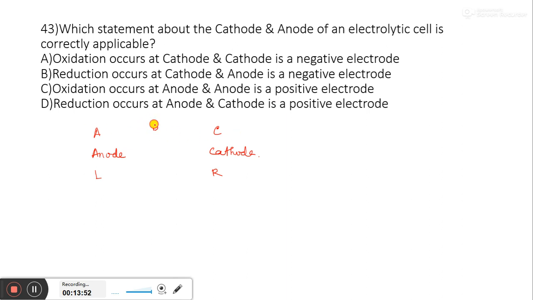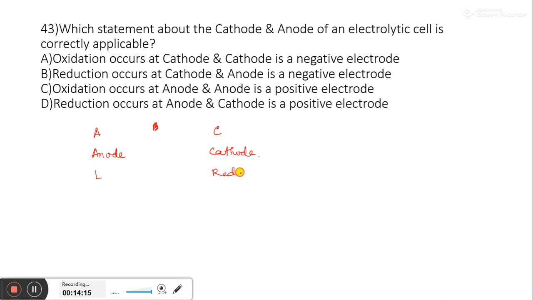Now B is omitted. Now A is for anode and C is for cathode. For an electrolytic cell, the left-hand side always contains the anode and the right-hand side contains the cathode. Now left-hand side L and right-hand side R. R is for reduction, so reduction takes place at the cathode.